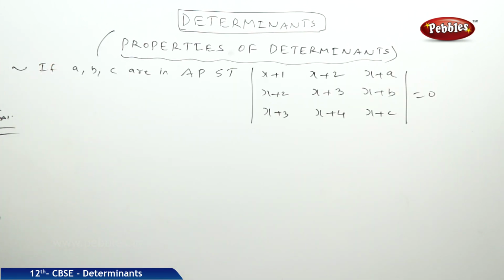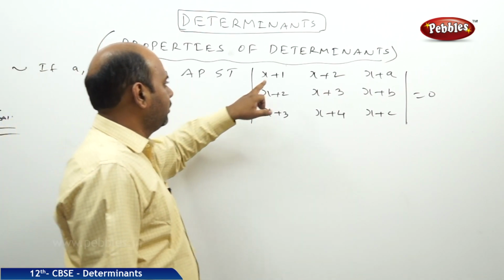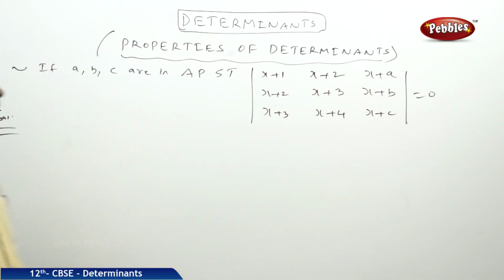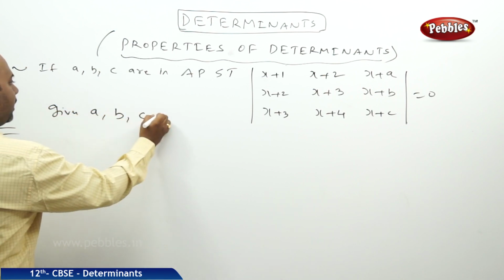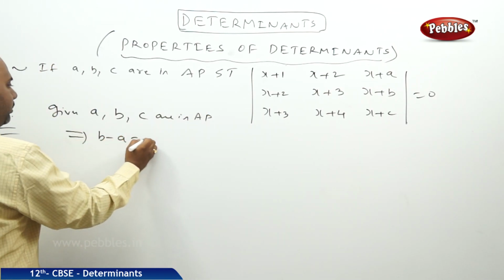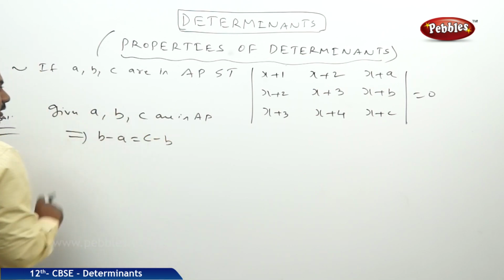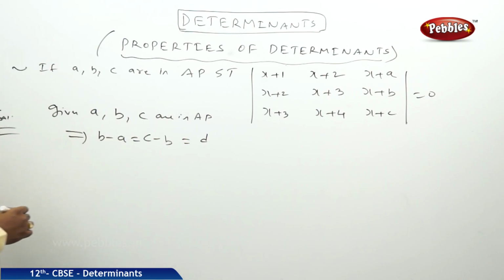Right, we shall go for another problem. If a, b, c are in AP, meaning arithmetic progression, we need to show that the determinant x plus 1, x plus 2, x plus a; x plus 2, x plus 3, x plus b; x plus 3, x plus 4, x plus c equals 0. So we need to observe carefully. Given a, b, c are in AP. If they are in AP, b minus a, the difference between the second term and the first term, should be equal to the difference between the third term and the second term. That means both the differences are the same, and that difference in progressions we call the common difference, which I call D.